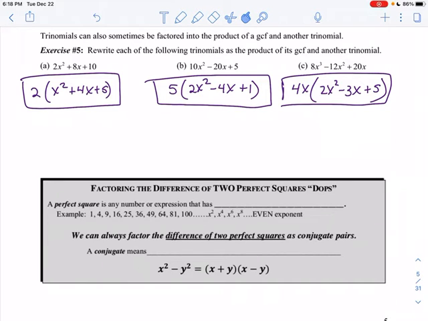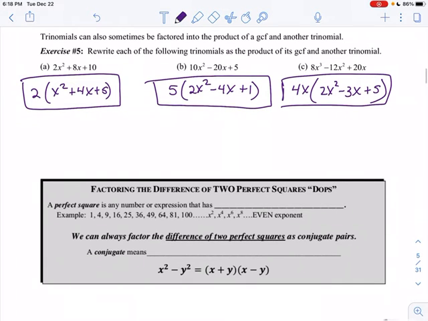So this is a review of all the different kinds of factoring that you did back in algebra and in middle school. So a perfect square is any number or expression that has basically 2 equal integers as its factors. So for example, 1. 1 times 1 is 1. 4 is a perfect square because 2 times 2 is 4. 9 is a perfect square. 3 times 3 is 9.